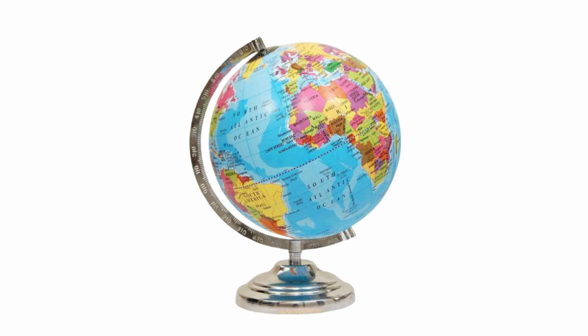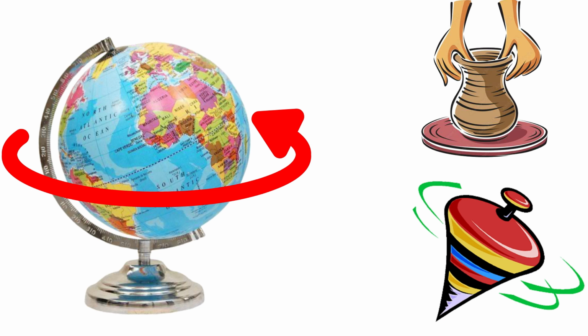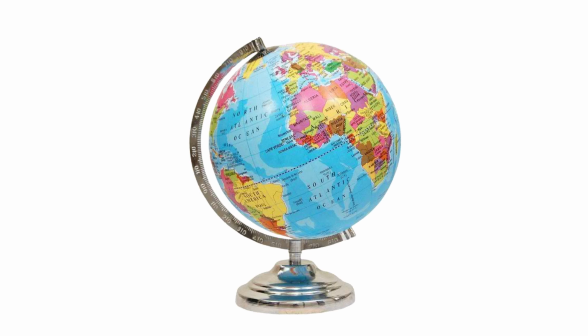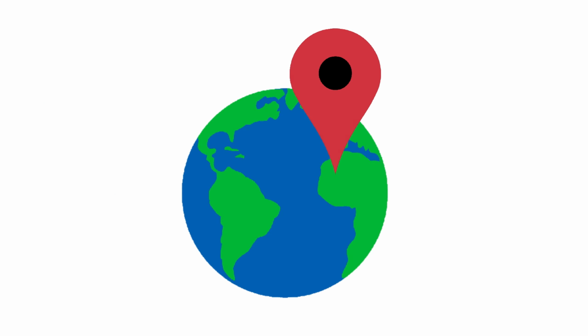The globe is not fixed. It can be rotated the same way as a top spin or a potter's wheel is rotated. On the globe, countries, continents and oceans are shown in their correct size. It is difficult to describe the location of a point on a sphere like the Earth.